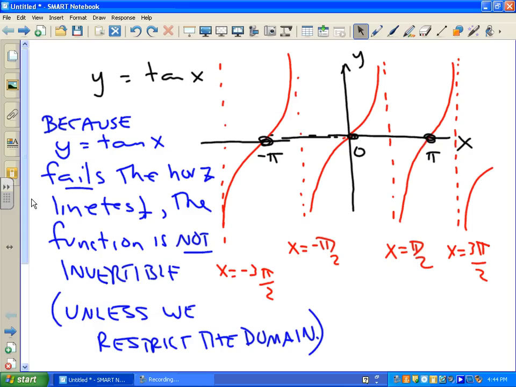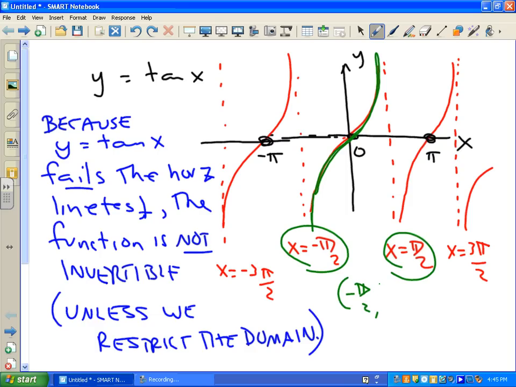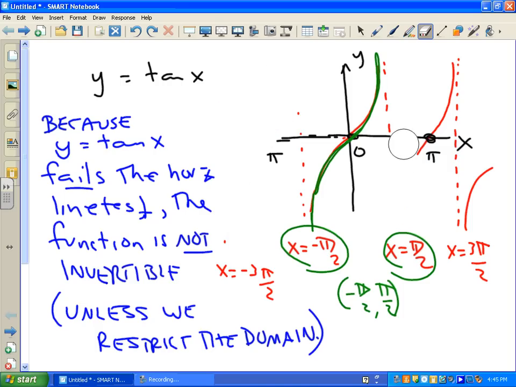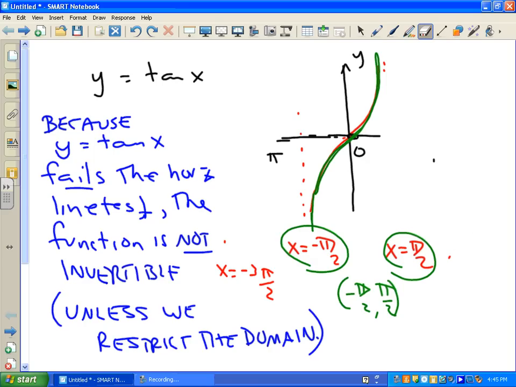So the standard restriction is to look at only the branch that runs from negative pi over 2 to positive pi over 2. So on the interval negative pi over 2 to pi over 2, we do have one branch that would pass a horizontal line test if we exclude all the other parts of the tangent function. So we're going to erase all the other infinite number of branches and deal with only this section between negative pi over 2 and pi over 2.